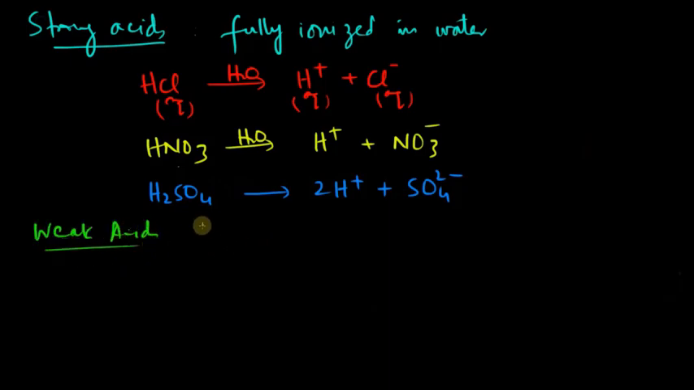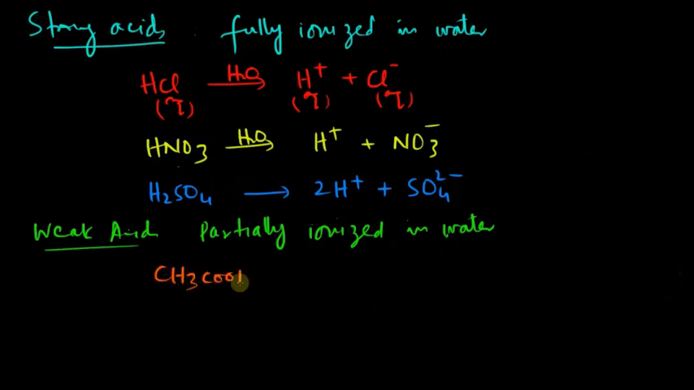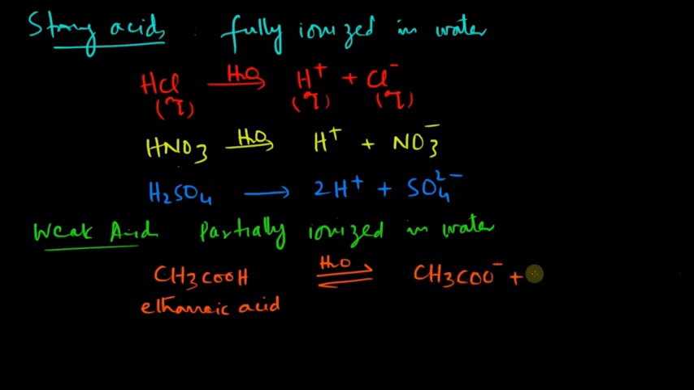Weak acids are partially ionized in water. What do you mean by partially ionized? It means that they are not fully converted to their ions. For example, we have an acid like CH3COOH. This acid is ethanoic acid and it's found in vinegar. It is not fully ionized in water. When you put it in water, it will partially ionize. That means all its molecules will not convert into their ions. Rather, some of them will convert to ions while some will remain as they are.